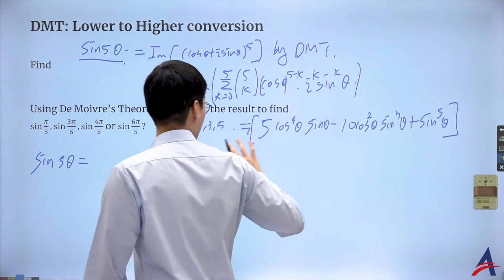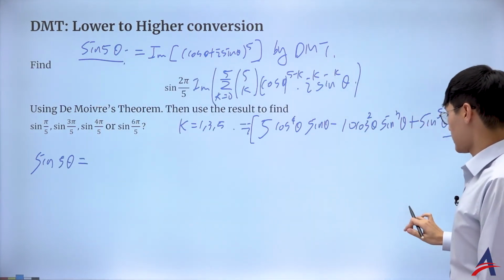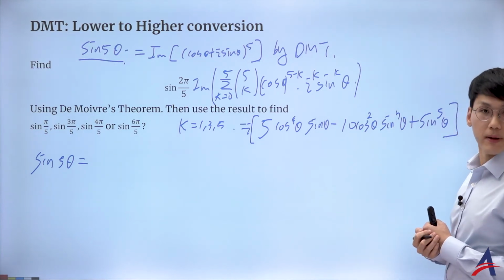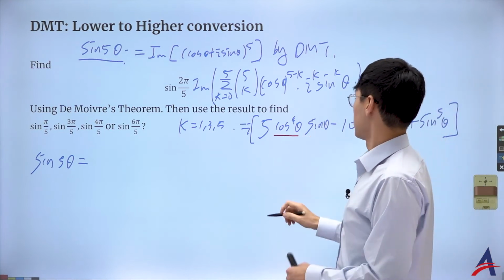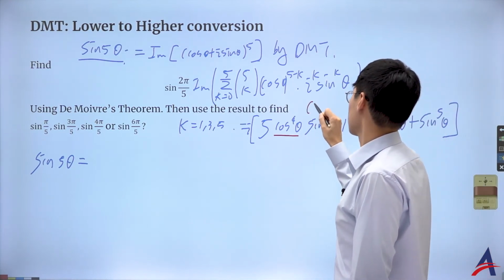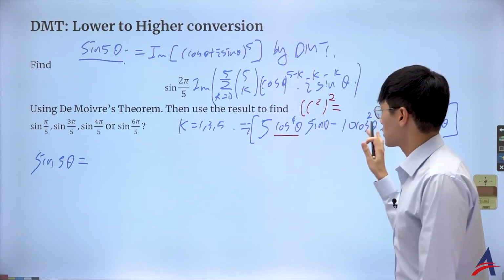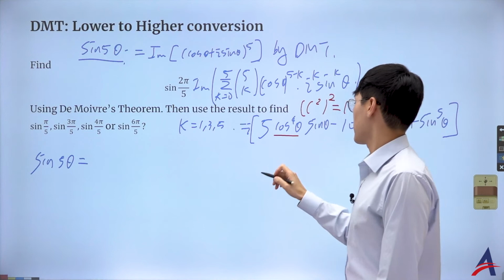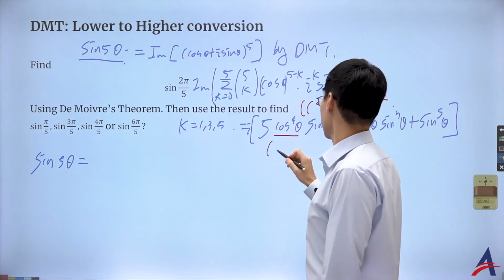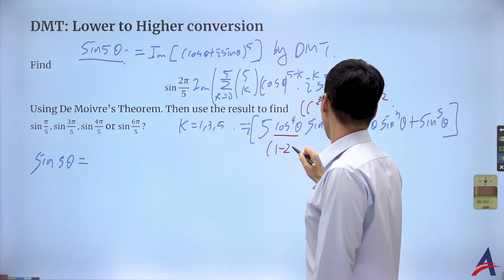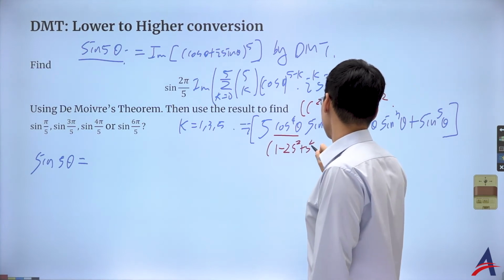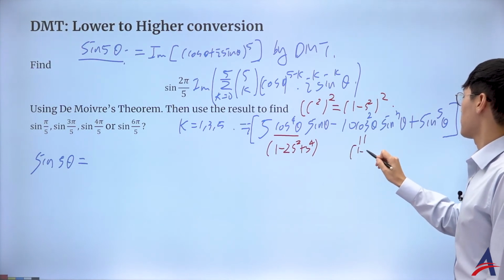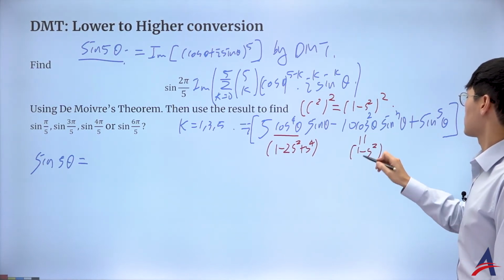So sine 5 theta is equal to this form, but I am able to express this in terms of just sine because I can use the Pythagorean identity. Cosine squared is 1 minus sine squared, so cosine to the power 4 is 1 minus 2 sine squared plus sine to the power 4. And for the other term I use the Pythagorean identity 1 minus sine squared, right?